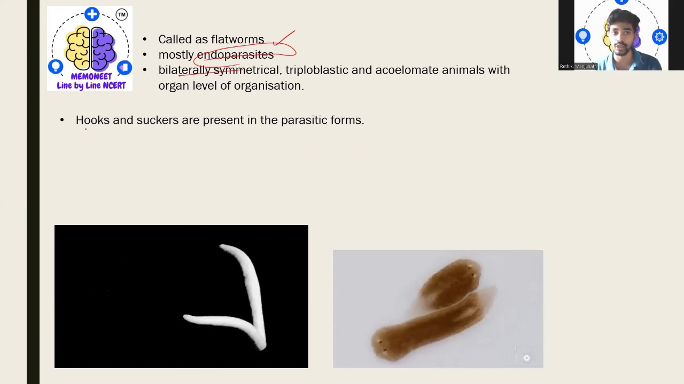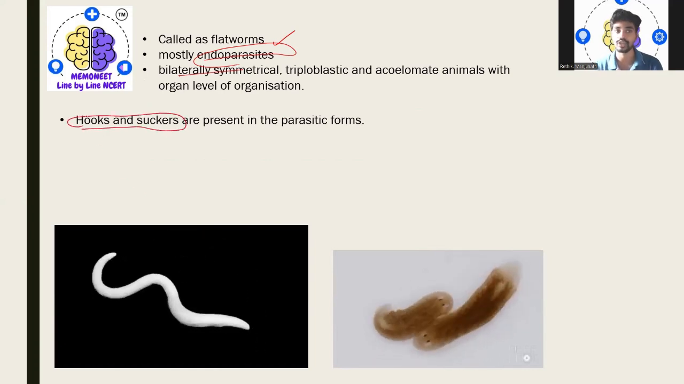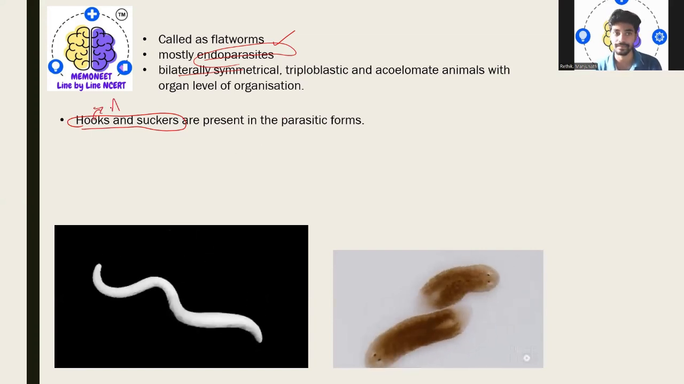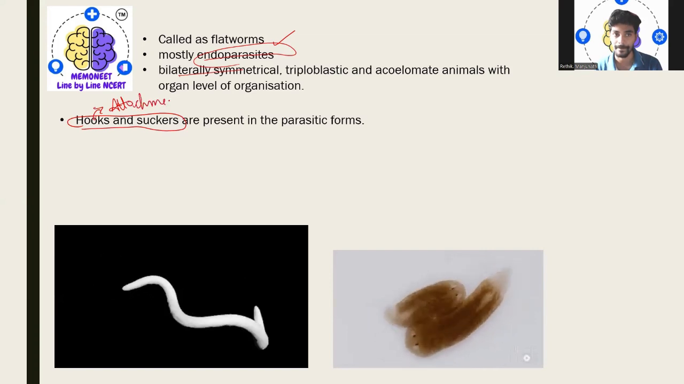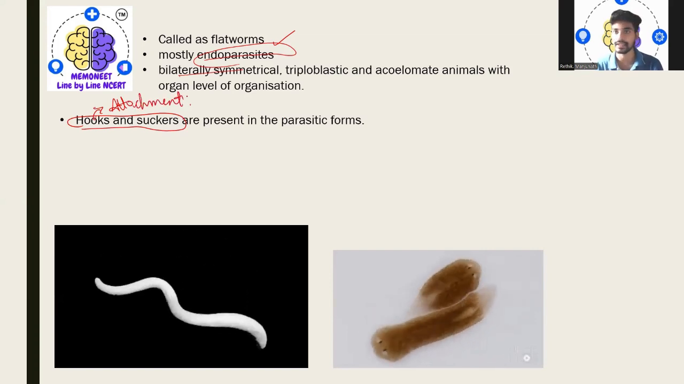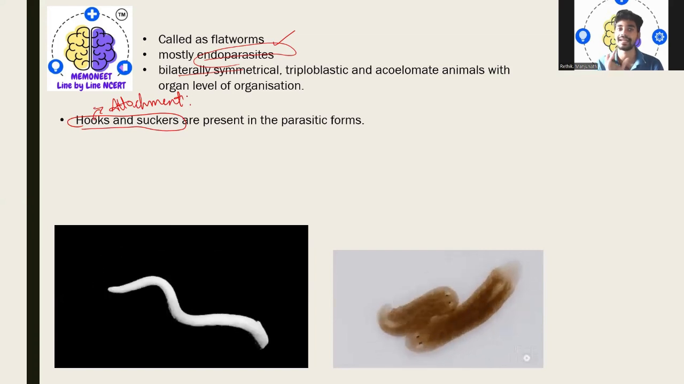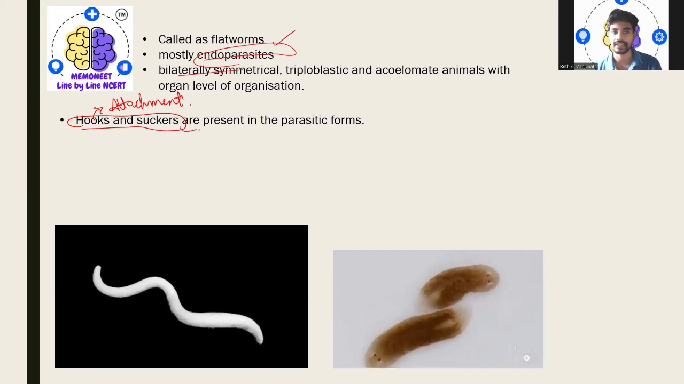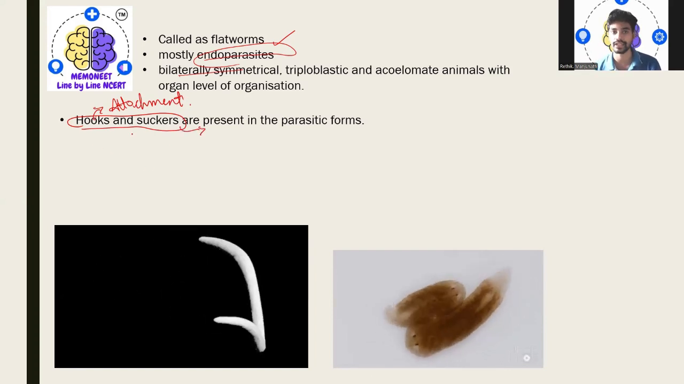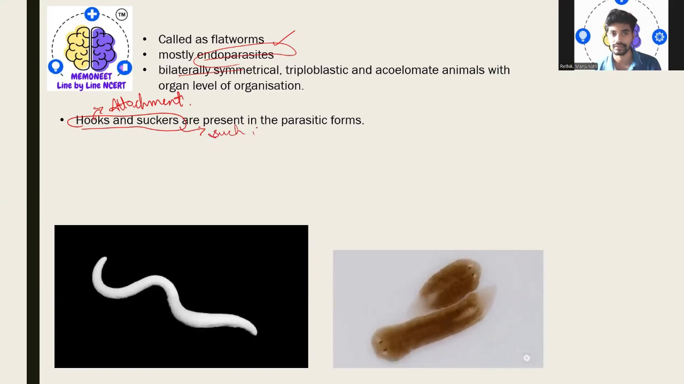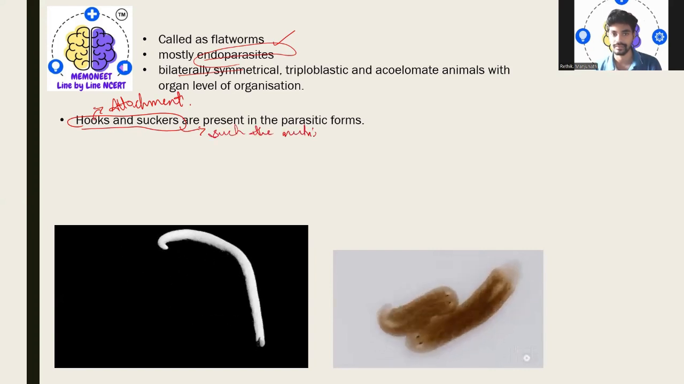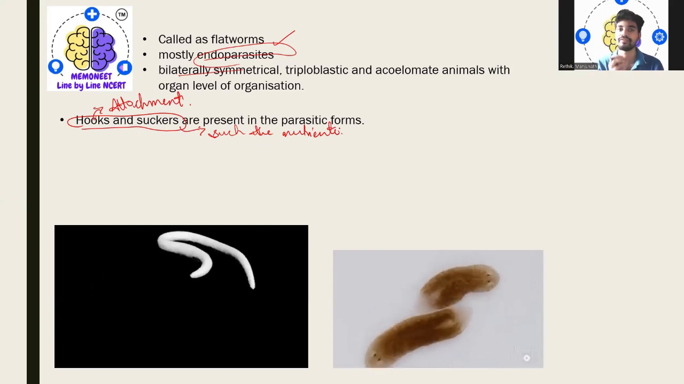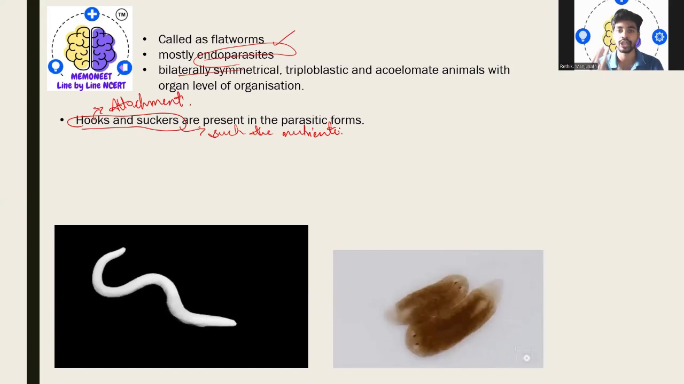Then the very notable point is the presence of hooks and suckers. Hooks help in the attachment here. That means they're normally present inside the host, right? So what happens? They actually want hooks in order to attach, okay, and suckers in order to suck the nutrients, such as blood or anything, okay. So that is the very important and well-known aspect.